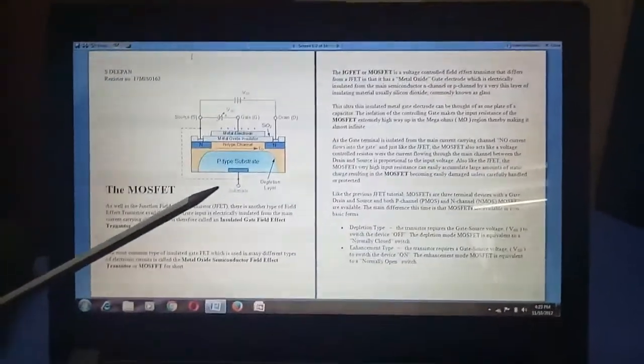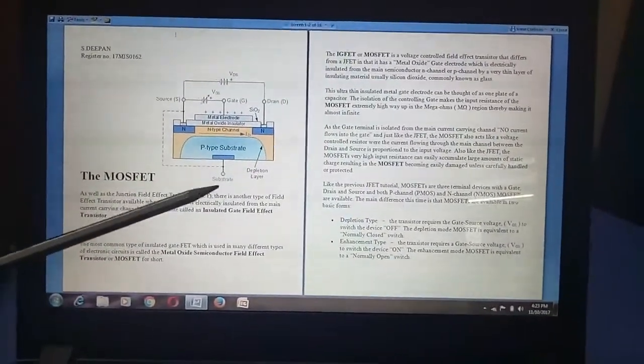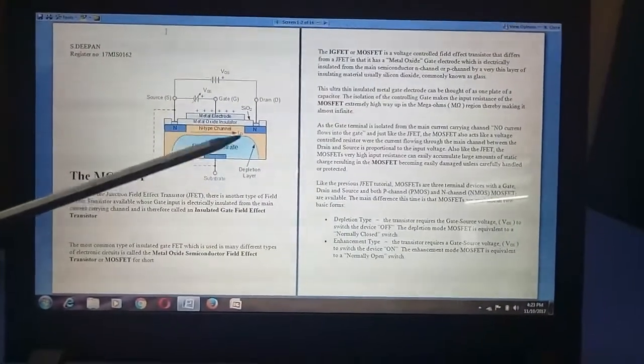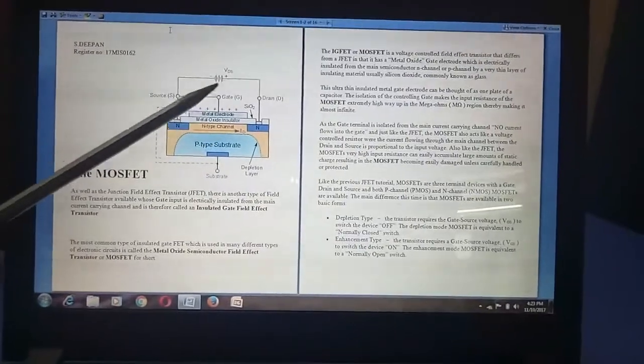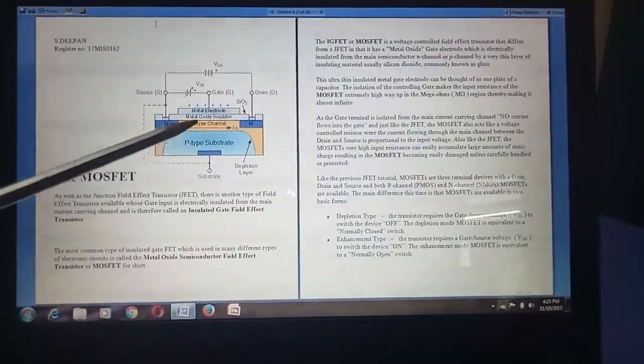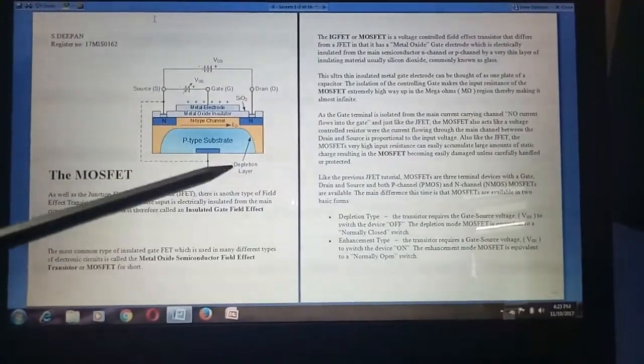The MOSFET diagram contains a P-type substrate and a depletion layer, substrate, source, metal electrode, metal oxide insulator, drain, VDS, source S, gate G, P-type substrate, N-type channel, and N. There it contains the MOSFET transistor.